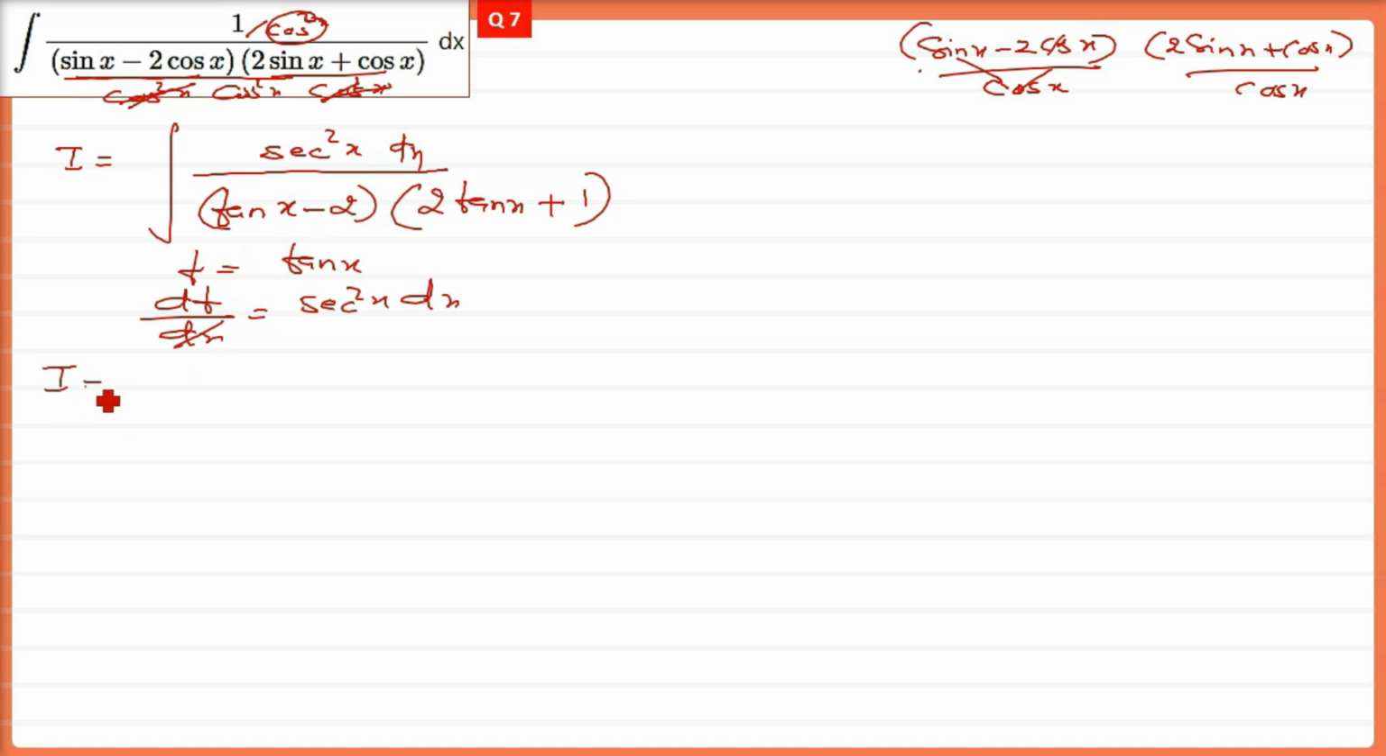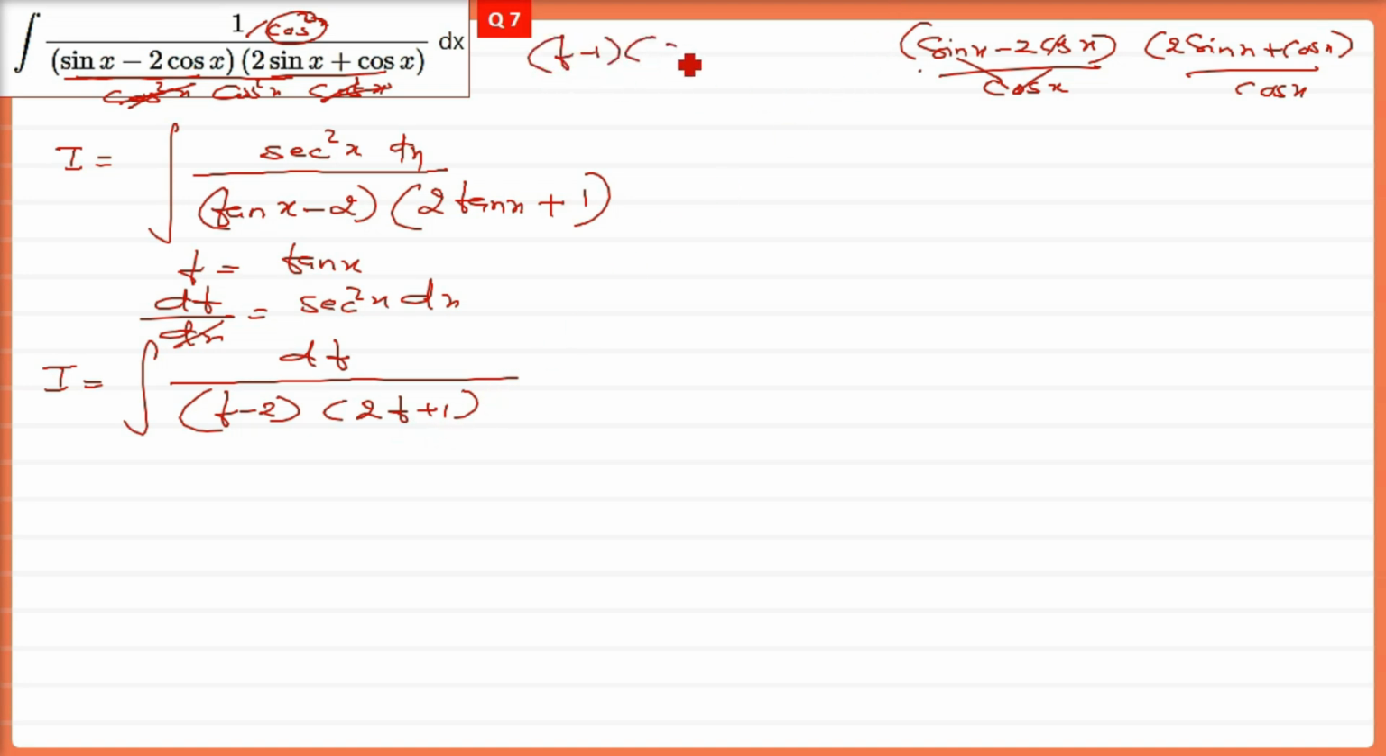So this integration can be written like this: sec square x dx will be dt, and the denominator will be, because we have already taken tan x equals t, t minus 2 into 2t plus 1. Now you can do this with the partial fraction. If you don't remember it right now, the best way is to multiply it. Let's multiply t minus 2 into 2t plus 1. When you multiply t minus 2 with 2t plus 1, what are you going to get? Simply multiply each term by the other term. All the terms have to be multiplied at least once. So it will be 2t square minus 3t minus 2.